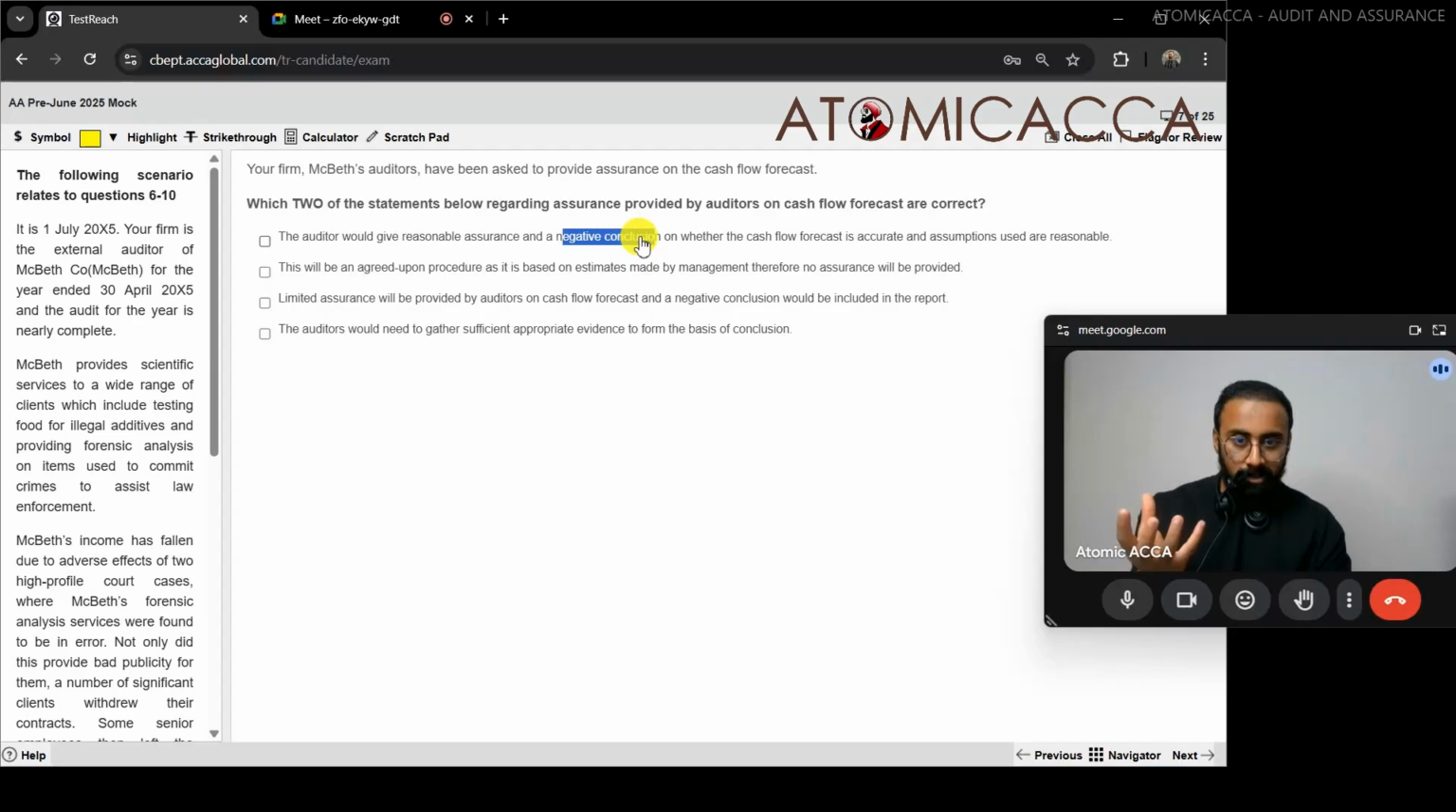Positive conclusion means that I have checked the financial statements, or I have checked this particular thing, and there is no problem in this. If I'm saying it is correct, it is correct. Trust me. If I'm saying it is wrong, it is wrong. Trust me. This is called positive conclusion.